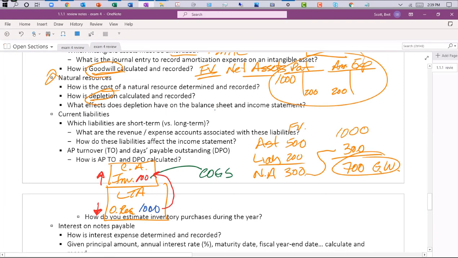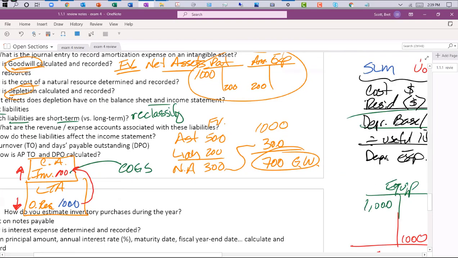Let's see, what effects does depletion have on the balance sheet? Current liabilities. So this is chapter 8, which covers liabilities that are short-term versus long-term. So you recall the notion of reclassification. When we reclassify, that's usually in the situation where we have debt that started off as long-term debt, but it has some amount, or maybe the whole balance, that has to be paid off within the next 12 months.